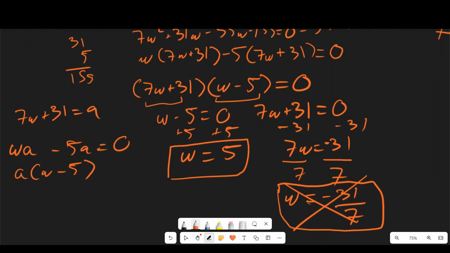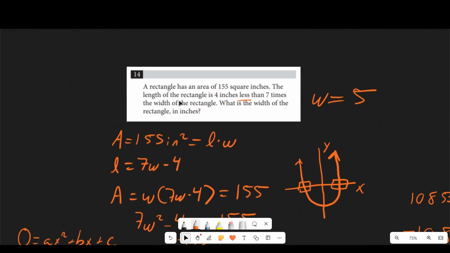And then we had to figure out, okay, of these two solutions, which makes sense? A negative length doesn't make sense. So we knew that 5 was going to be our answer. So there you have it. That is the answer for this question.